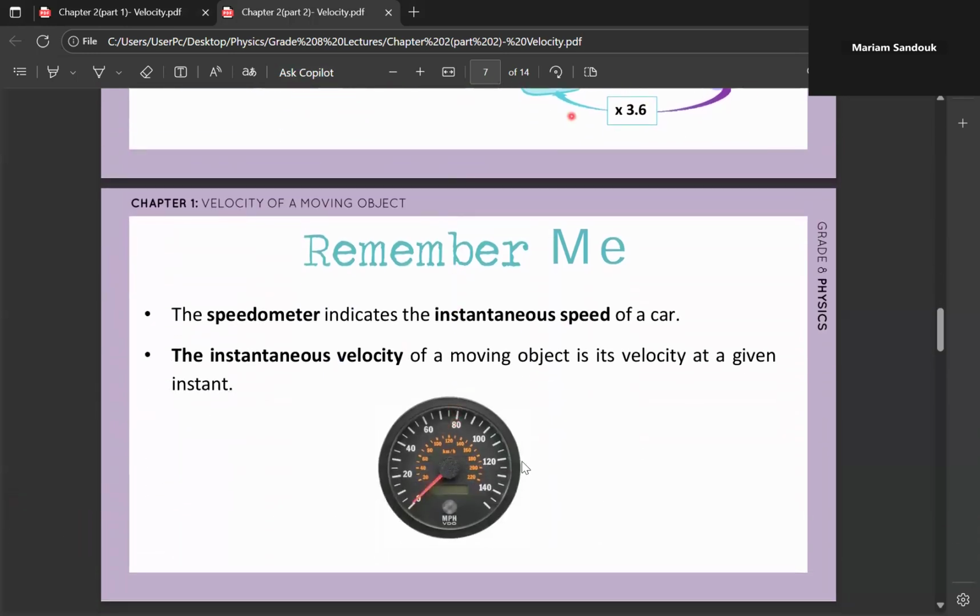Okay, so as I told you before, the speedometer is the instantaneous speed of the car. So this circle that you see in the car indicates the instantaneous speed of the car, and it's at a given instant. So let's say now I looked at the speedometer, I found it 0. So it's 0 kilometers per hour. So this is the speed at this instant.